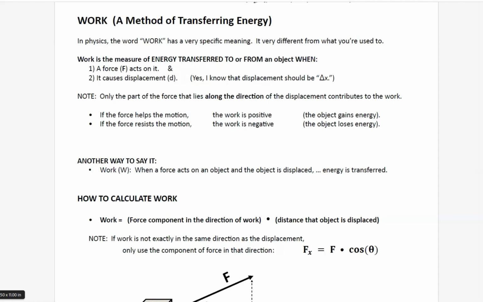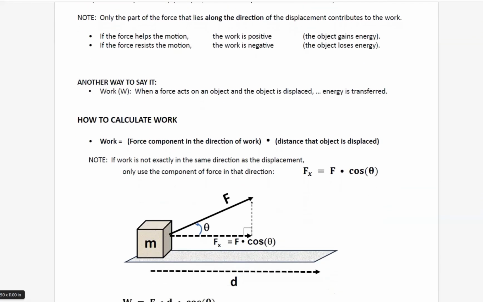Another way to say what work is: work is when a force acts on an object and the object is displaced. This is how energy is actually transferred, and we measure work in units similar to what we measure energy in when we get to energy. That unit is called the joule, and we'll talk about that a little later. I'll scroll this up a little bit.